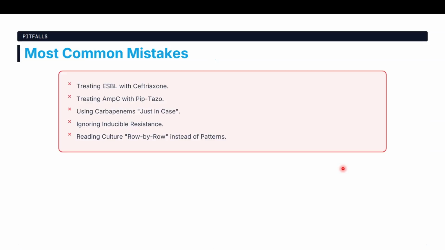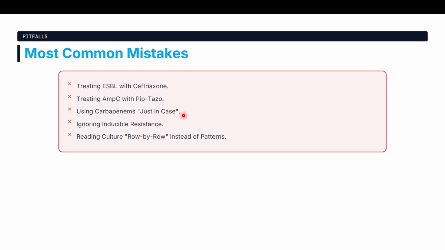A common mistake, and the most common one in most parts of the country, is treating ESBL with ceftriaxone. When you treat a patient having an ESBL E. coli with ceftriaxone, it won't respond and can invariably lead to death. Treating an AmpC with piperacillin tazobactam is another nightmare. AmpC producing organisms, as we have discussed, can be treated with cefepime or carbapenems. Using carbapenems just in case is another nightmare. You never use carbapenems or broad spectrum coverage without a suspicion of the organism.